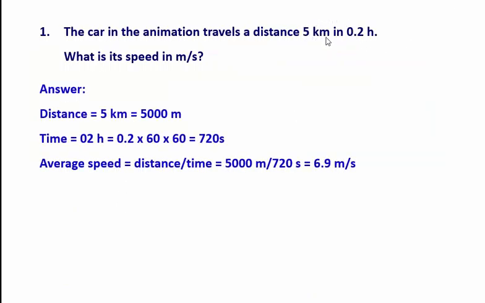The distance is 5 km. Write that in meters. That is 5,000 meters. The time is 0.2 hour. This is 0.2 hour multiplied by 60 to convert to minutes, and then multiplied by 60 to convert it to seconds. So 0.2 hour is 720 seconds. Average speed is distance divided by time. That is 5,000 meters divided by 720 seconds, which is 6.9 meters per second.